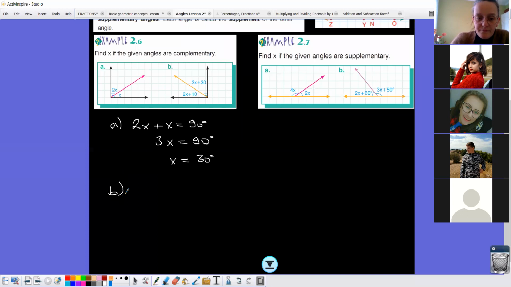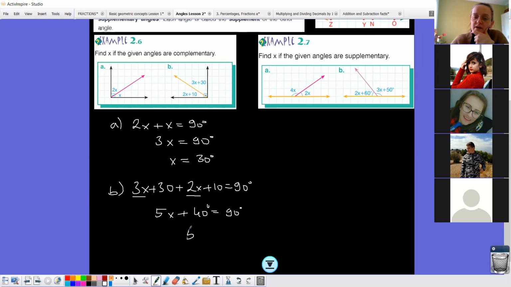What will be in B? It will be 3x plus 30 plus 2x plus 10 is equal to 90. Yes, teacher. Now 5x plus 40 is equal to 90. So 5x is equal to 50. Then x is 10 degrees for B.